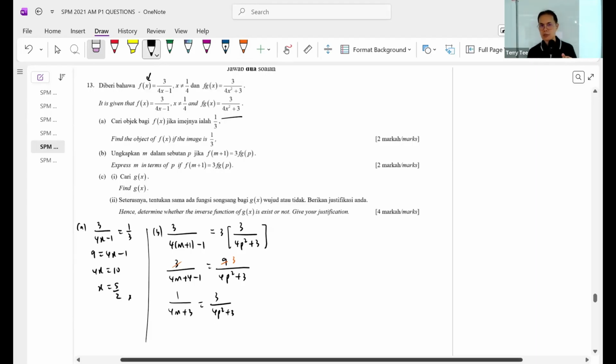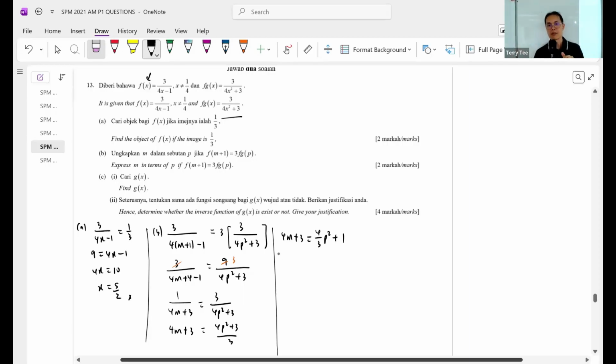I'm supposed to find what? I'm supposed to find m, right? So you can, or maybe invert the left, invert the right. 4p squared plus 3 over 3. So let me split this. 4m plus 3 equals 4 over 3p squared. 3 divided by 3 is 1.